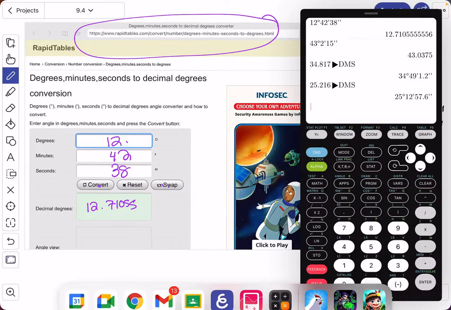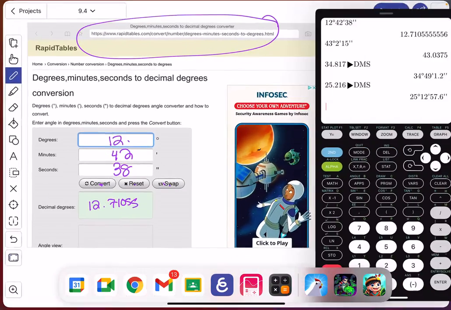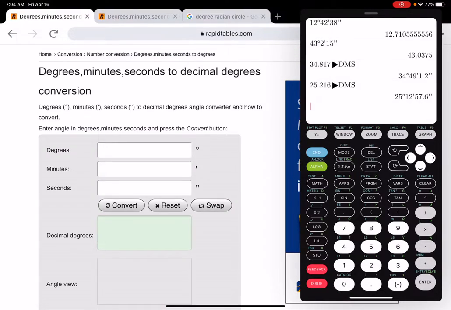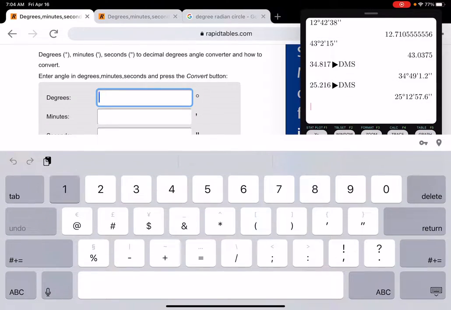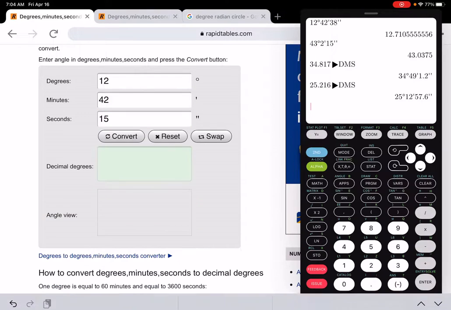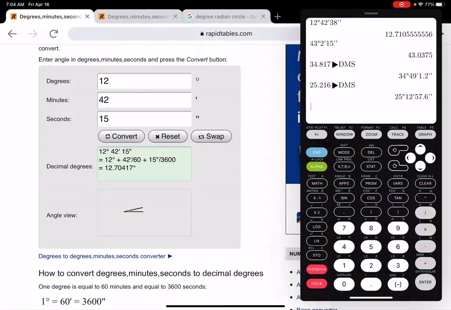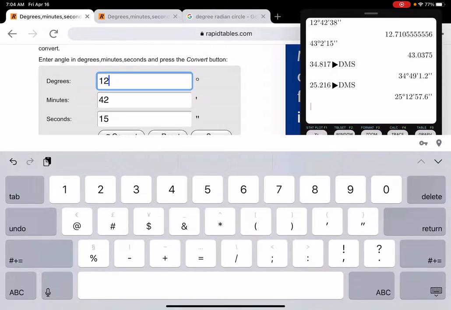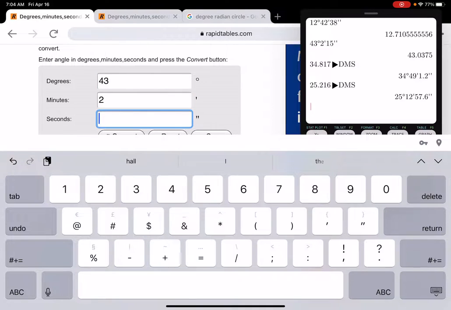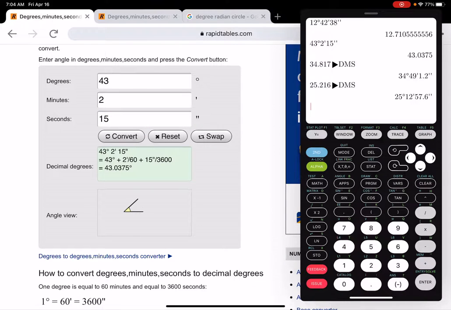So let's go try to find that website, rapidtables.com/convert. I think I have this one right here. Yeah. So if I did that, it'd be 42, 15, and then I'd hit convert, and it would give me the decimal readout down there. If we did 43 to 15, I wrote the wrong one the first time, convert.